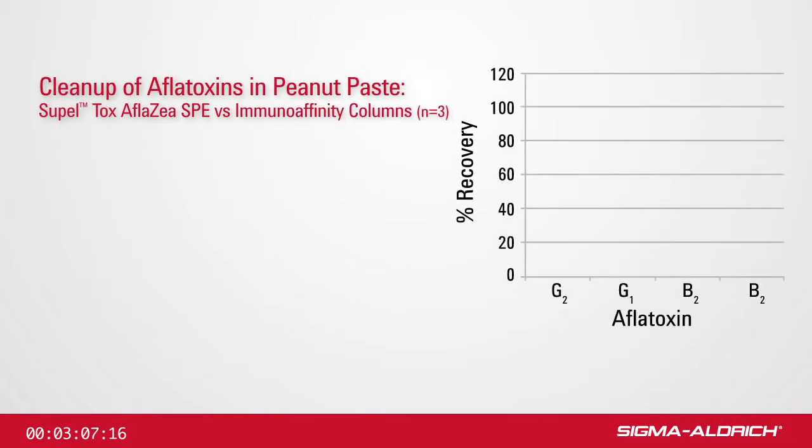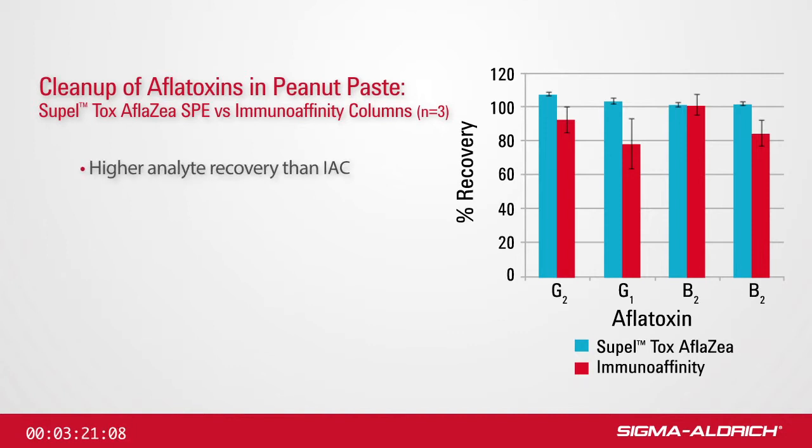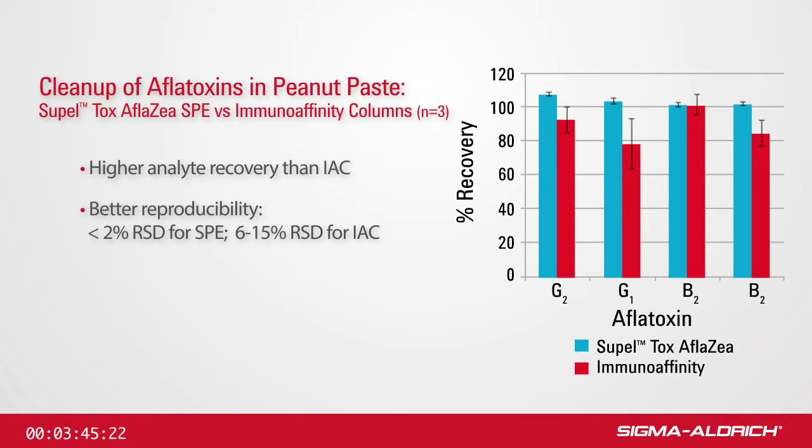The average percent recoveries and percent recovery values were compared for IAC and SPE purification techniques. The bar chart illustrates that SupelTox AlphaZea SPE cartridges gave higher analyte recoveries of B1, G1, B2, and G2 than the IAC columns used in this study. Also, as shown by the error bars, the relative standard deviation was much smaller for the SupelTox SPE purification than for the IAC purification, indicating that the SPE cartridges also demonstrated better reproducibility in this experiment.